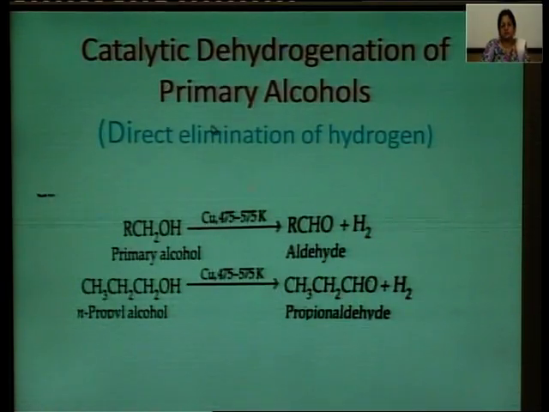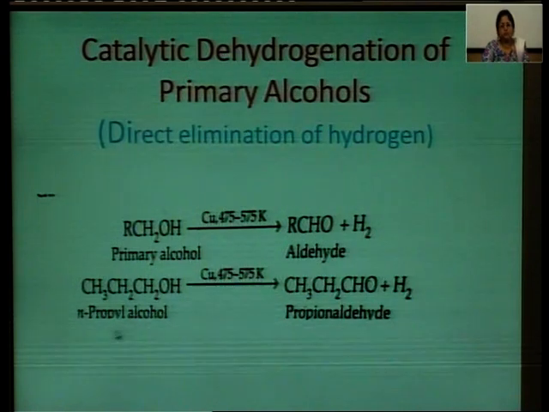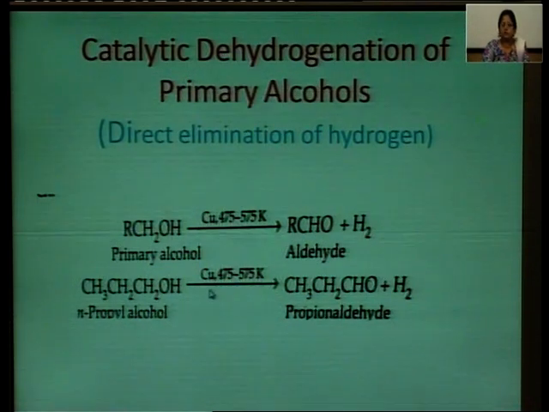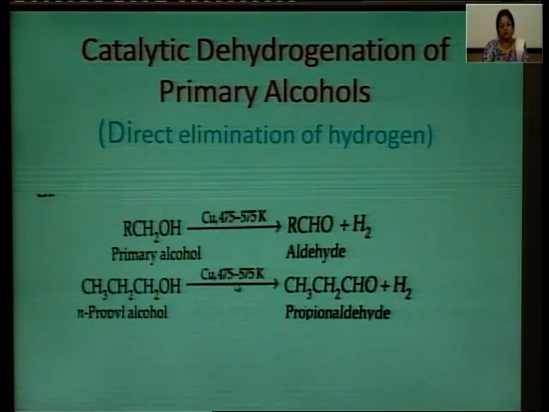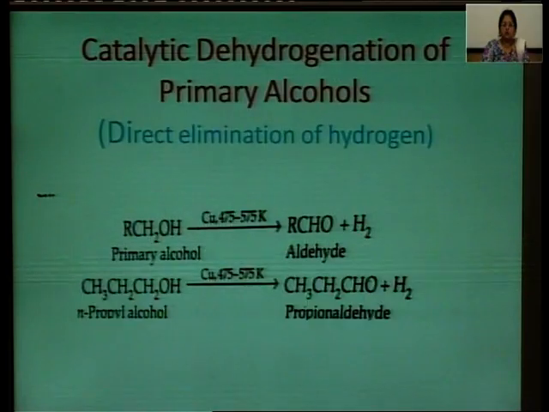Another method for synthesizing aldehydes is the catalytic dehydrogenation of primary alcohols. The primary alcohols upon dehydrogenation in the presence of a catalyst undergo direct elimination of hydrogen and form the corresponding aldehyde. For example, n-propyl alcohol when passed through a heated copper tube at a temperature of 475 to 575 Kelvin loses a mole of hydrogen and forms the corresponding aldehyde, that is propionaldehyde.